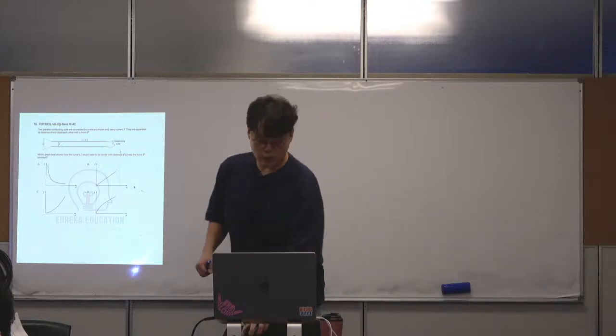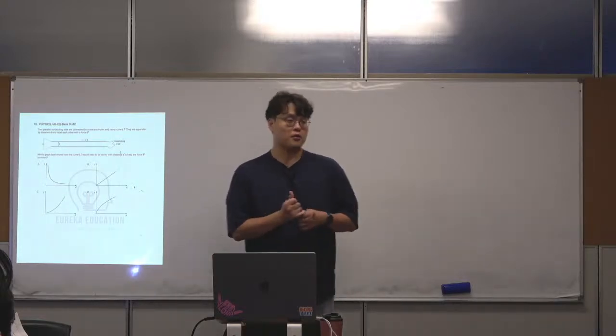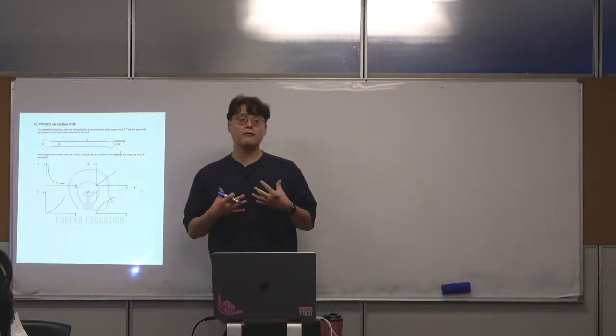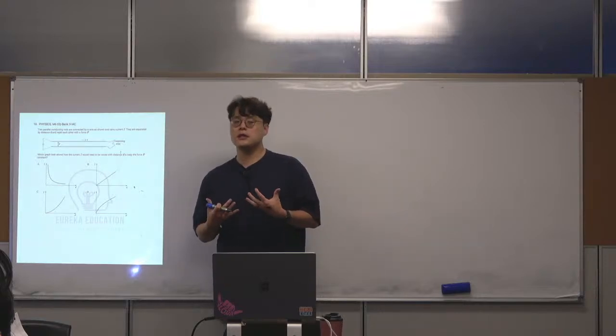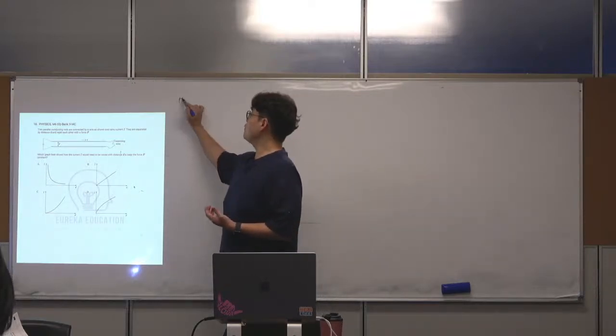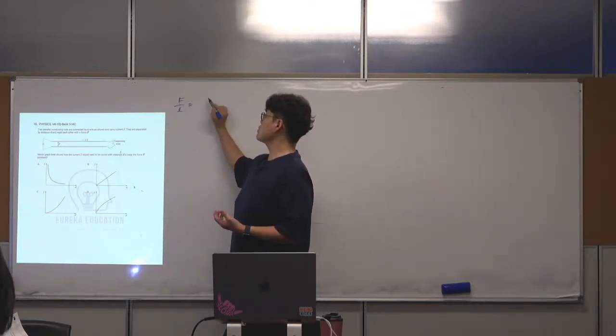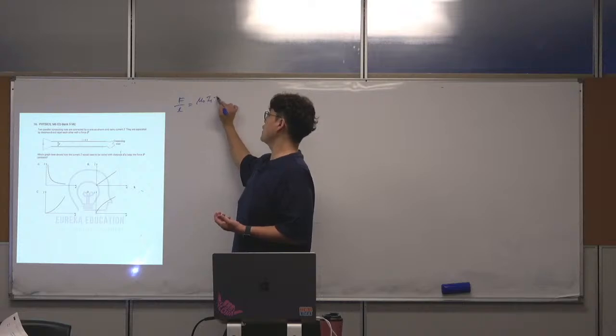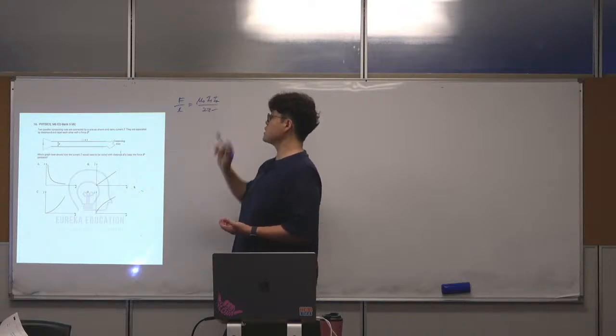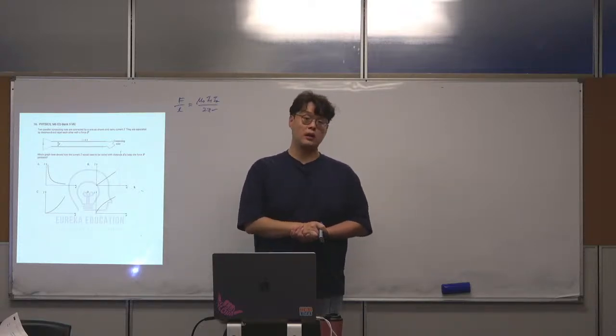Oh wow, why do we get so many graphs here? So have a think about it. If you're given questions like this, you should know what the formulas are. The F on L equals mu naught I1 I2 over 2 pi r. This is the formula that you have to use.